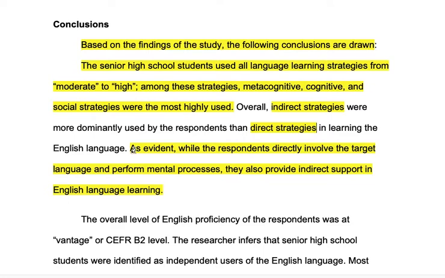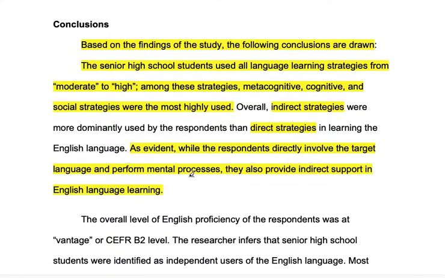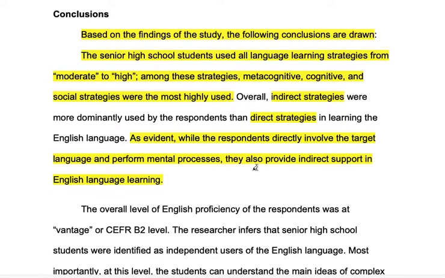So this time the researcher wrote, as evident, while the respondents directly involve the target language and perform mental processes, they also provide indirect support in English language learning. So this is already the conclusion part of the paper. The researcher was able to put a generalization or an inference based on the results and discussion for research question number 1. Proceed. Okay, next.